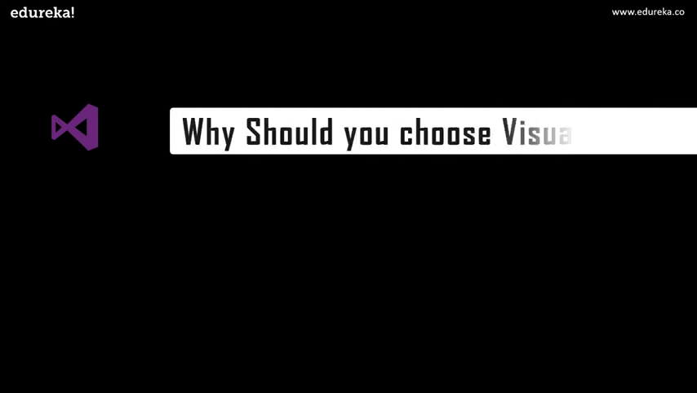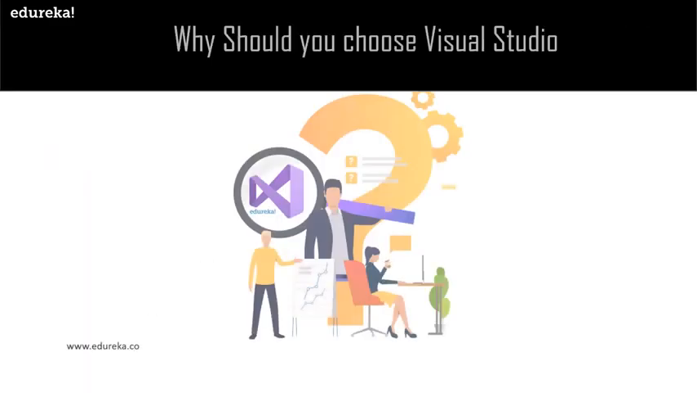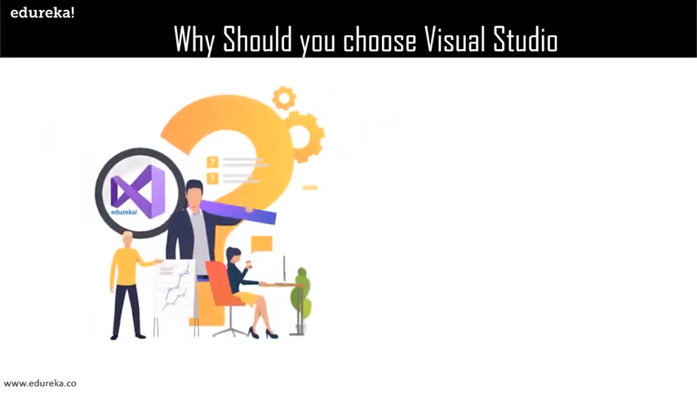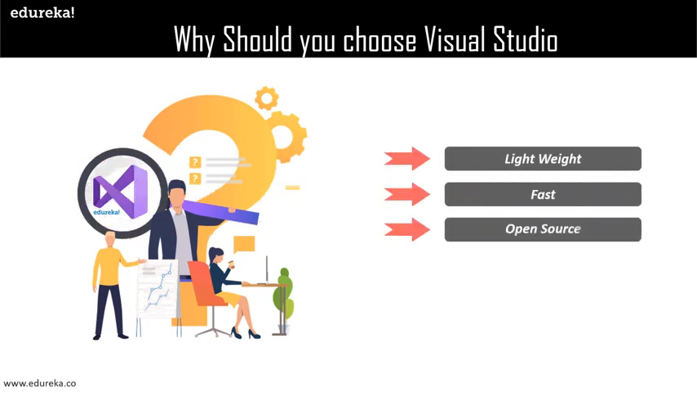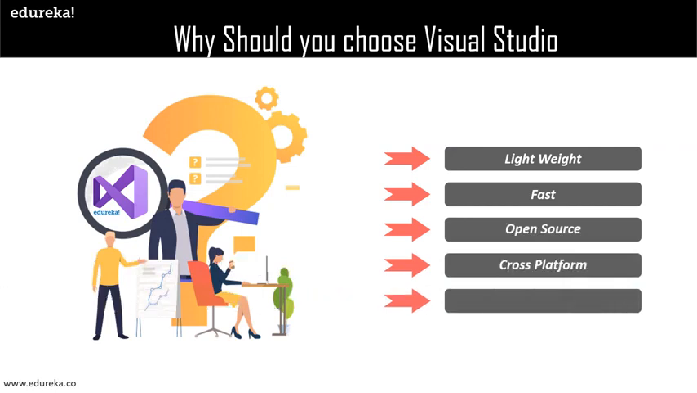Extensions are available in the form of macros, add-ins, and packages. So these were a few important features of Visual Studio. And moving ahead, we shall understand why exactly you need to choose Visual Studio. The main reasons why Visual Studio became the most popular IDE are: it's lightweight, it is fast, it's open source, it supports cross-platform, and finally it's extensible. It has everything that a programmer expects from any code editor, with some additional and useful features.